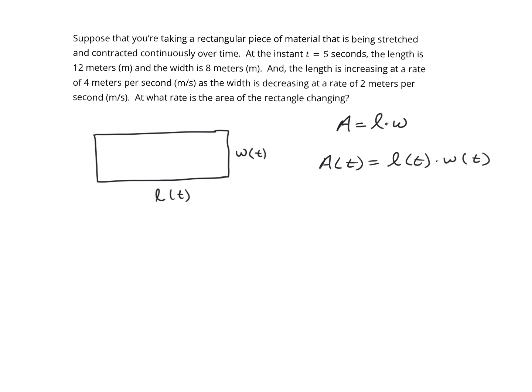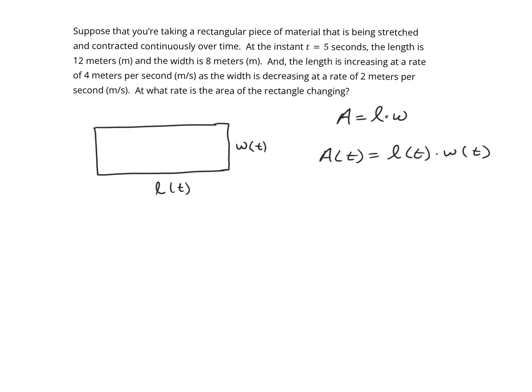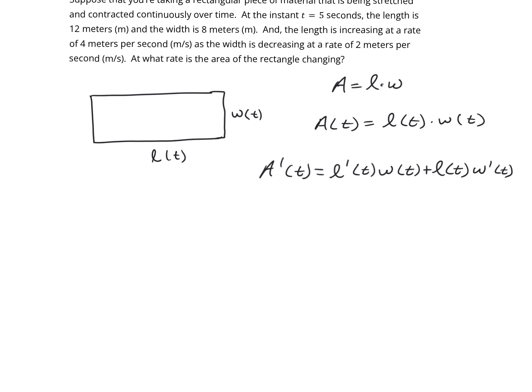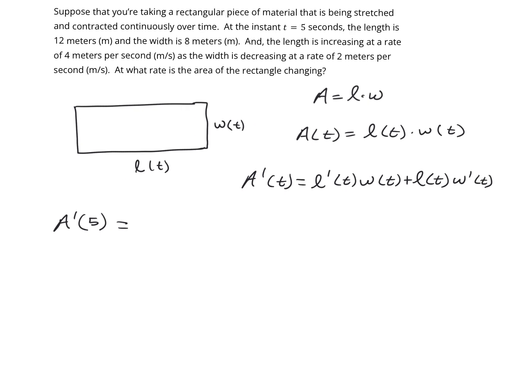So after we have our formula and we have our relationships between our variables stated, we can now take the derivative. So A prime of t, using our product rule, is going to be L prime of t times W of t plus L of t times W prime of t. And now we can go in and substitute that at the moment of 5 seconds. We can now substitute in all of these values.